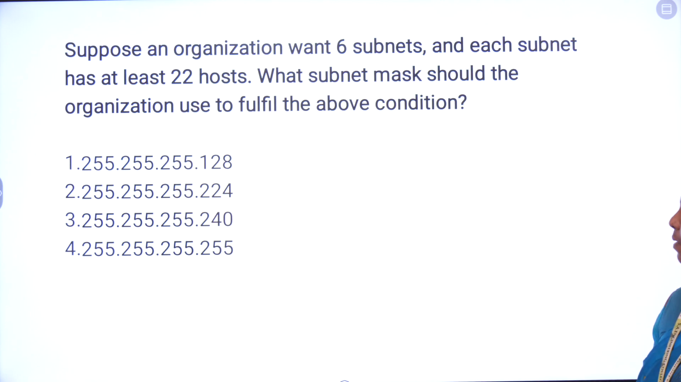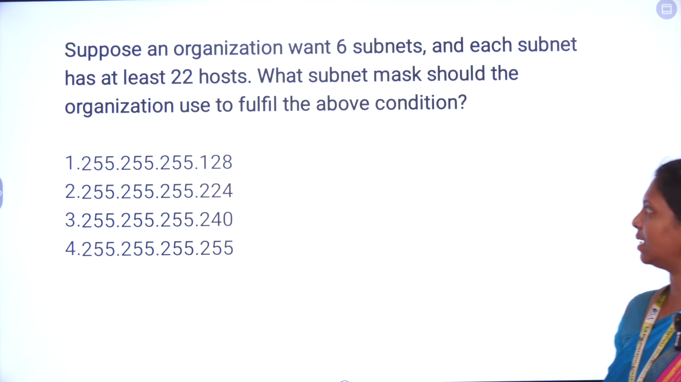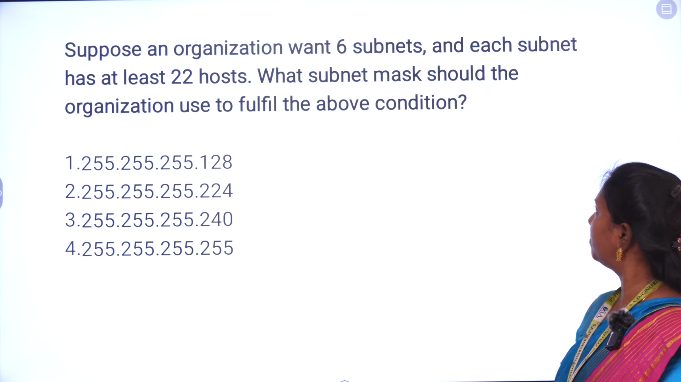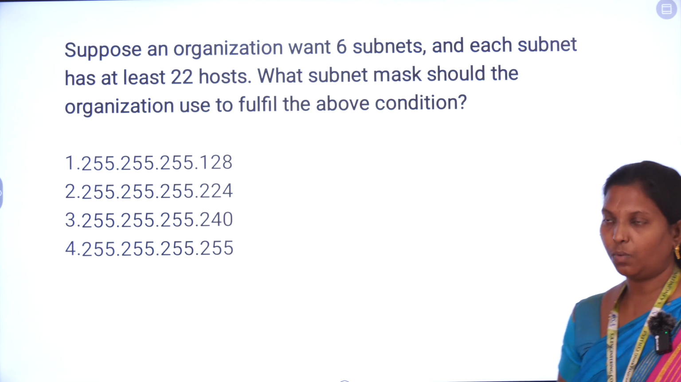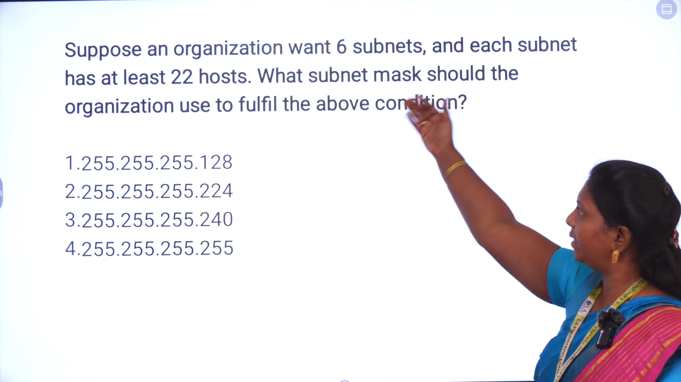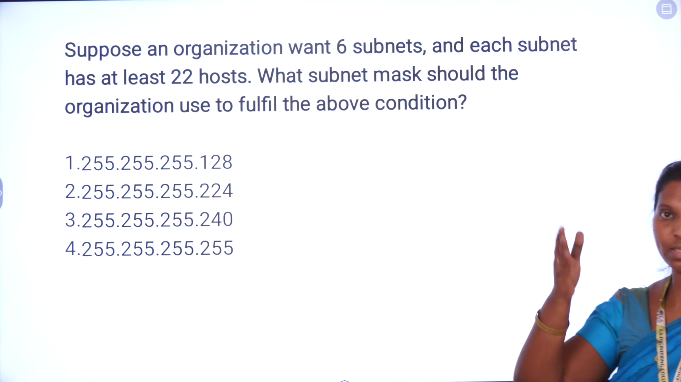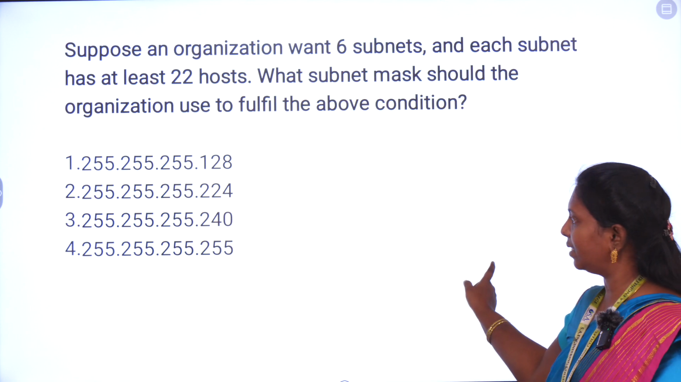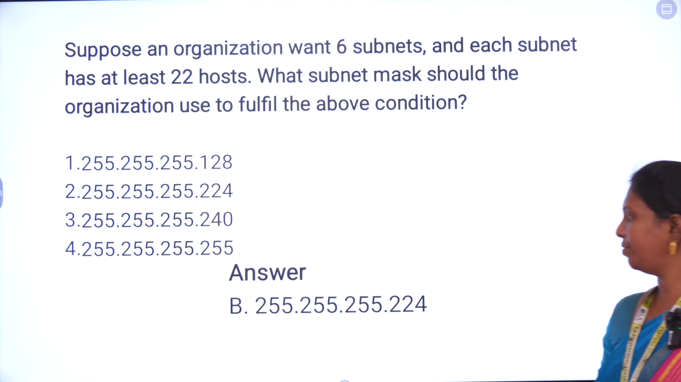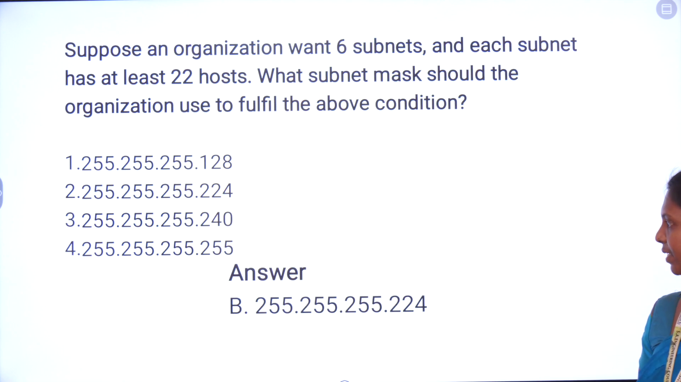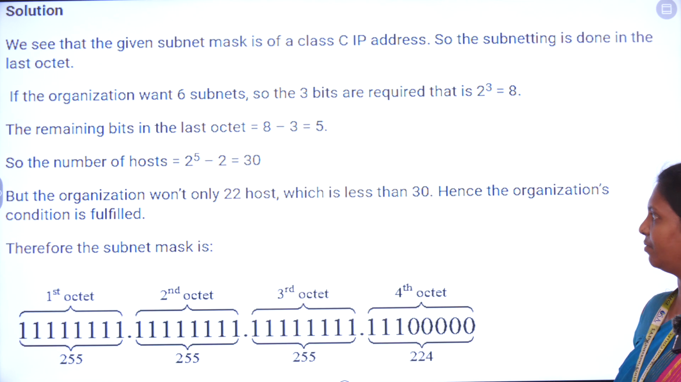The fifth question. Suppose an organization wants 6 subnets and each subnet has at least 22 hosts. What subnet mask should the organization use to fulfill the above condition? So here they have given the number of subnets and the hosts, 22. As I mentioned, CIDR presents the block size of 22. So now we can work out the solution for this. The answer is 255.255.255.224. That is the second answer, and we have the solution for this.